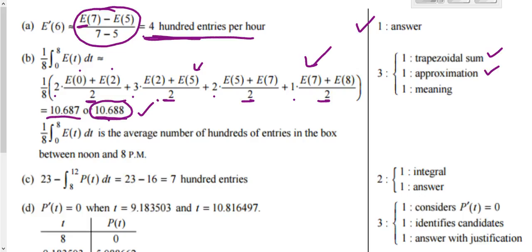And then finally, they say 1/8, the integral from 0 to 8, E of t dt, is the average number of hundreds of entries in the box between noon and 8 p.m. You could probably also say between t equals 0 and t equals 8. If you didn't say noon and 8 p.m., I think that would still be okay. So let's do C and D.